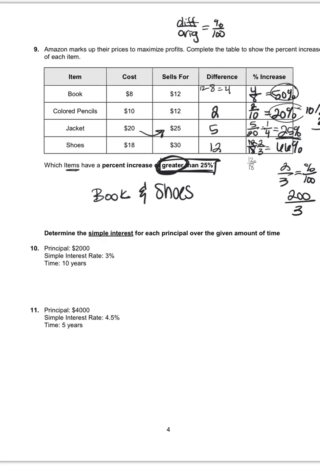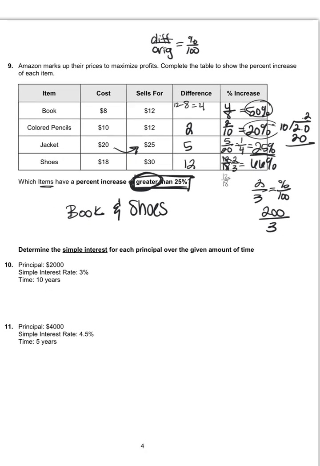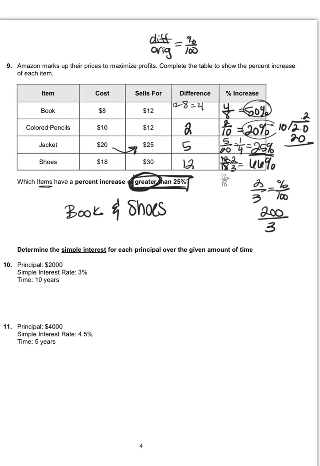All right, number 10, here we get into our simple interest. So I'm going to go ahead and write the equation here. Simple interest is I is equal to PRT, where P is what you start with. So I'm going to go over here. P equals start. It's your principal. R is equal to your rate. And T is equal to time.